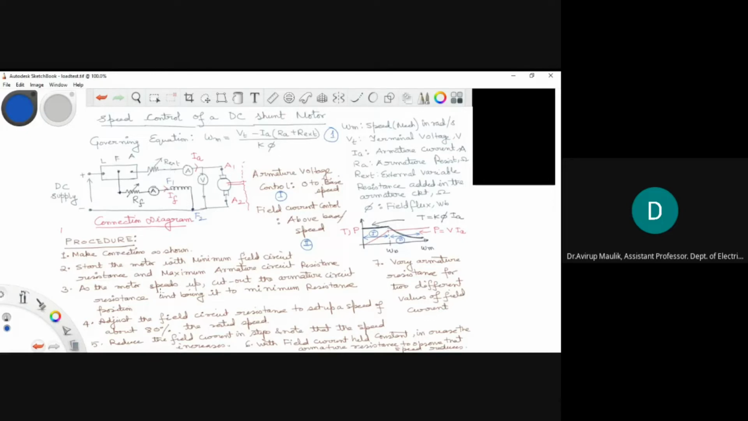Now you will adjust the field circuit resistance so that you get a speed of around 80% of the rated speed. Once you get this speed, you will reduce the field current in steps and you will note that the speed of the setup increases. Then, with the field circuit current held constant, you will increase the armature circuit resistance and note that the speed of the setup will reduce. You will vary the armature resistance for 2 different settings of the field current. For measuring the speed, you will use an instrument known as a tachometer.